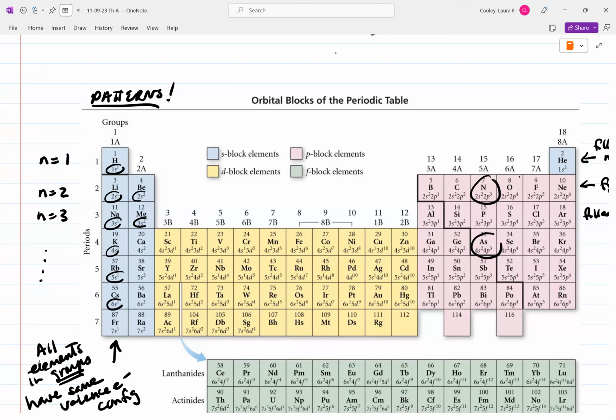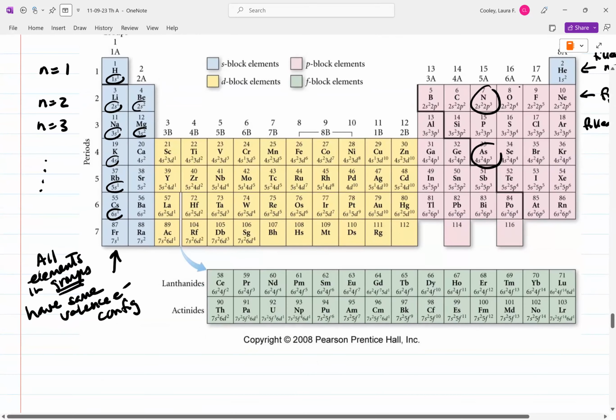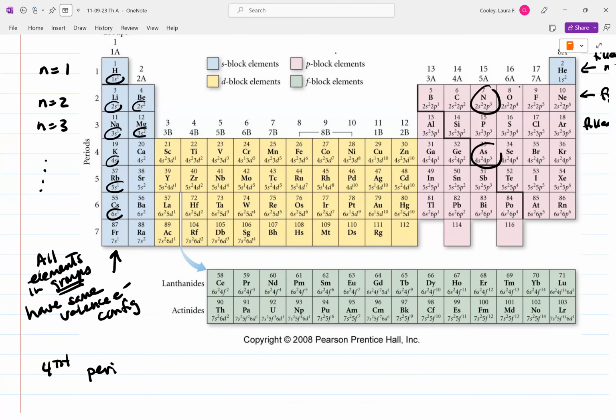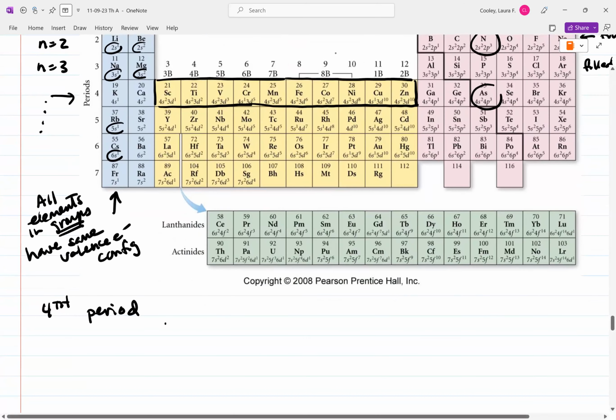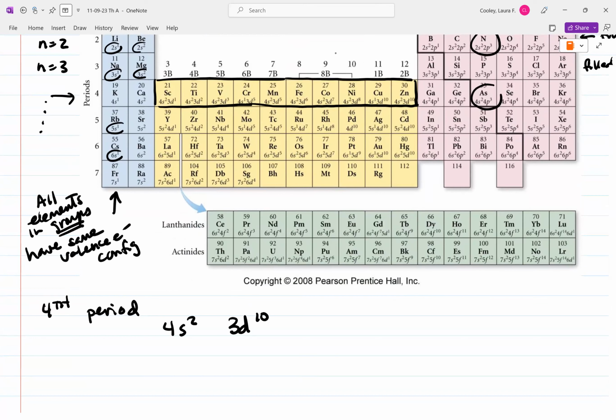Now, there's plenty of other things to note on here as far as patterns. So the fourth period, let's look at the fourth period. So the fourth period starts with filling the 4s right here. You have 4s, 4s2. Then these fill the 3d. So the transition elements here are filling the d orbitals. Okay, so the fourth period starts 4s2, but then it goes to 3d, and it fills those 10 places.